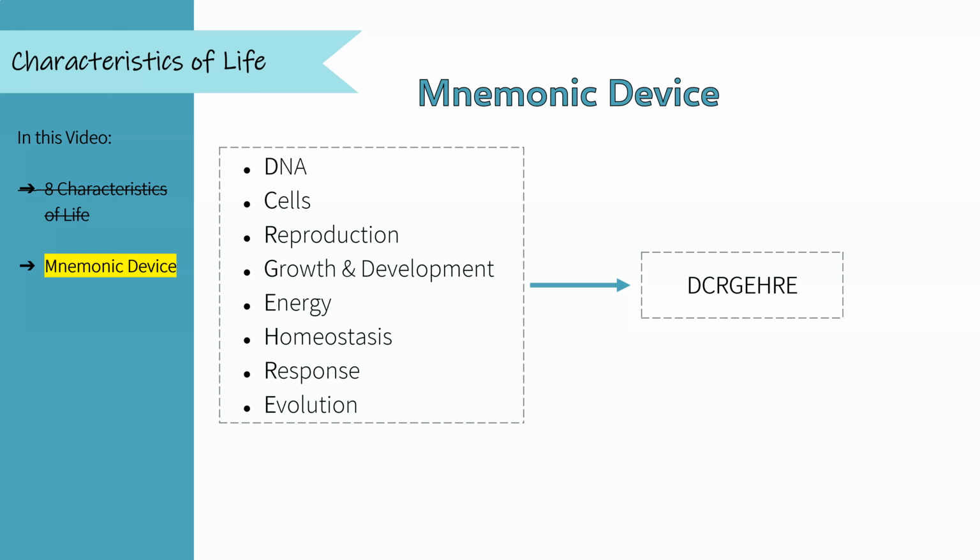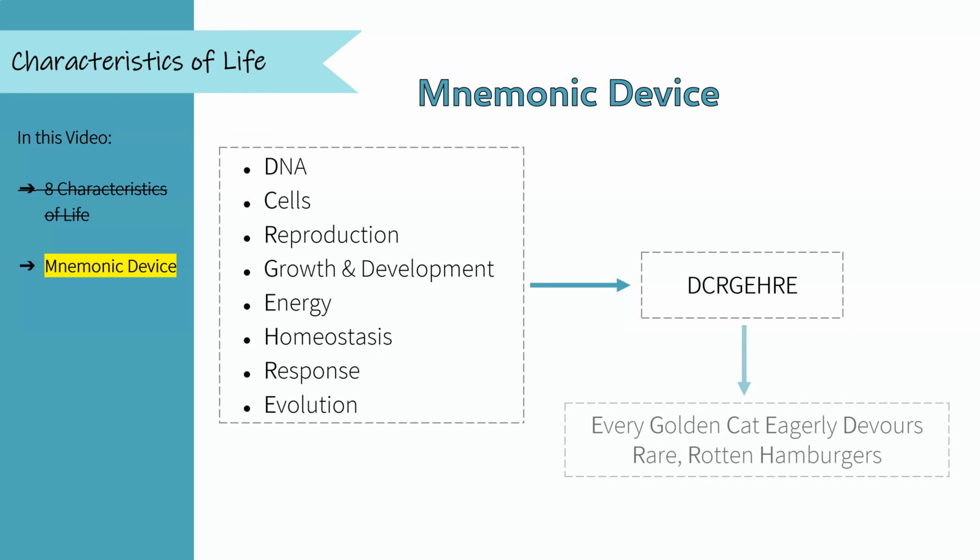So I have D, C, R, G, E, H, R, E. And then I'm going to come up with some kind of silly phrase that matches those letters. And the idea is that the phrase will be easier to remember than the characteristics themselves, but it's a little memory trick so that I can work backwards and come up with my characteristics. So I encourage you to come up with a mnemonic device, a phrase on your own, and the order of the characteristics doesn't matter in any way, so you can rearrange the letters.